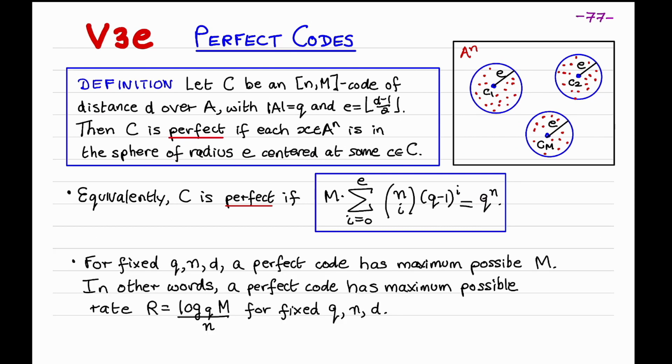The reason these codes are called perfect is that for a fixed alphabet size, length, and distance, a perfect code has maximum possible number of code words. We can't possibly pack any more of these spheres of radius E into the picture because there are no leftover vectors. In other words, for a fixed alphabet size, code length, and distance, the perfect code has maximum possible rate, which is log base q of the number of code words divided by the code length n.